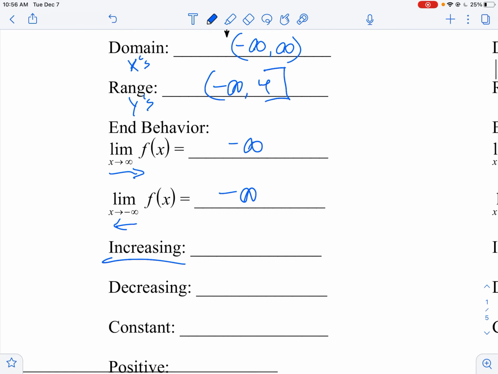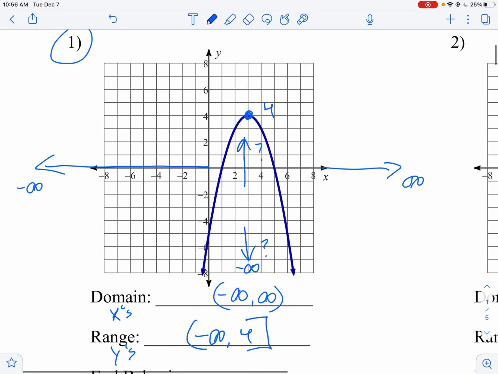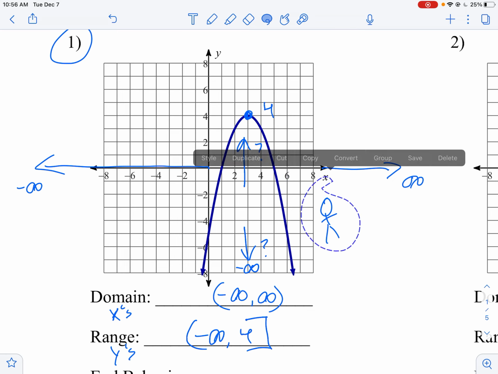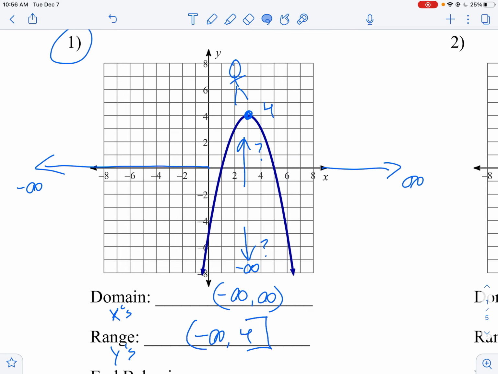Next part, increasing interval. When you're trying to figure out where it's increasing, decreasing, or constant, think about whether, as you go left to right, it's going up or going down. Increasing is up, decreasing is down. So if it helps, you can draw a little dude and move the little dude along your function and be like, okay, as I go left to right, it's going up, up, up, up, up, up, and then reaches the top, and it's down, down, down, down, down, down. And so it has an increasing part and then a decreasing part there.